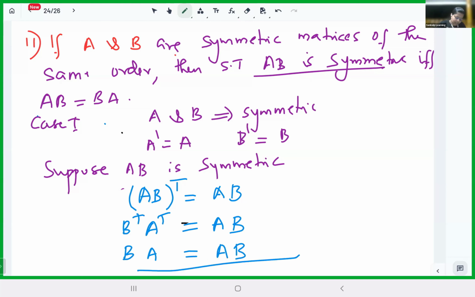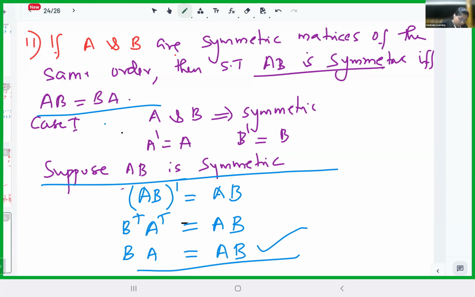Okay, now we have got the first part. That is, if I suppose that AB is symmetric, then we are getting BA is equal to AB. Now what we have to do? We have to prove the second part. What is the second part? That is, suppose AB is equal to BA. Now we have to prove that it is symmetric.